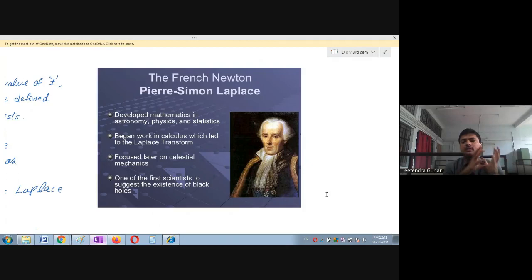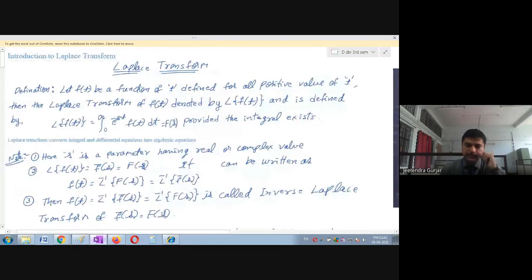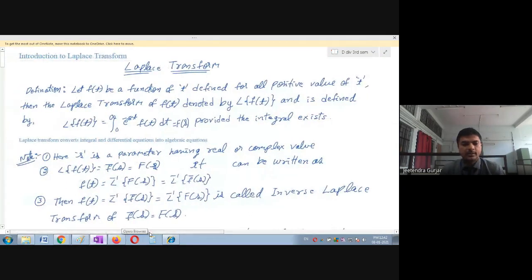Yes. This is a tool to transform a function from one variable to another function. You can see he was one of the first scientists to suggest the existence of black holes also. Definitely, this person is the French Newton, Pierre-Simon Laplace. So the name itself has been given as Laplace transform. Is it clear, students? So this is a little bit of idea about the scientist.